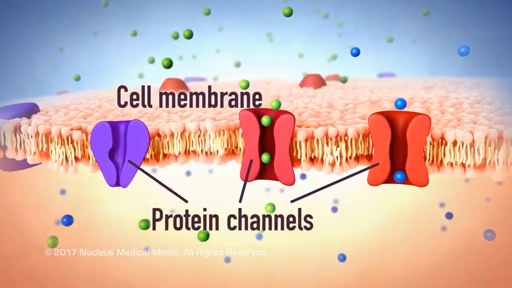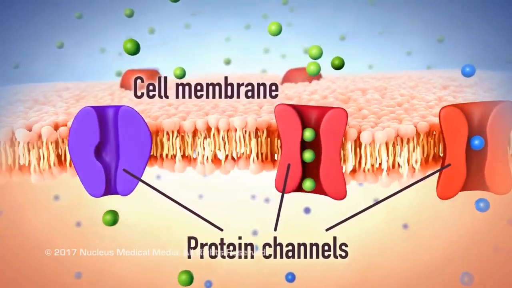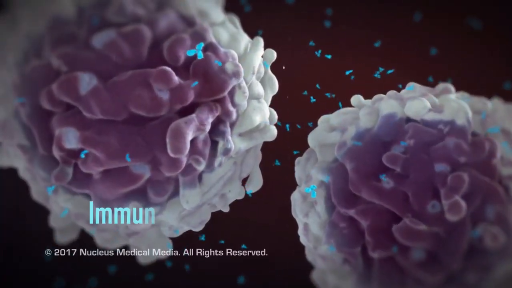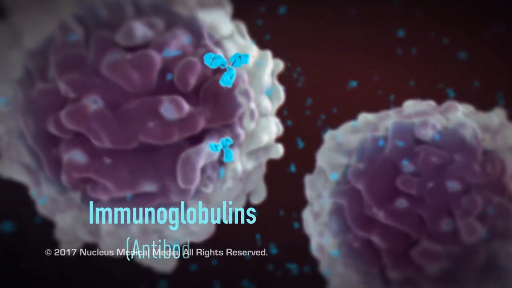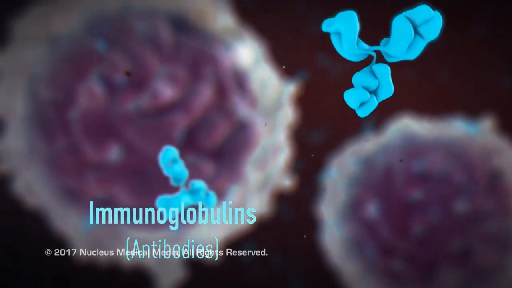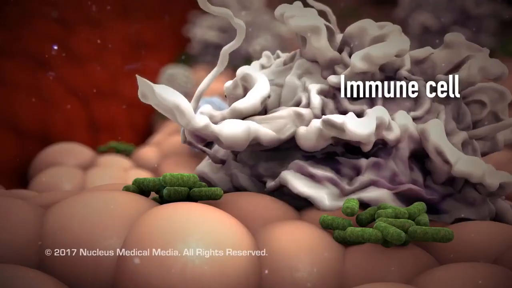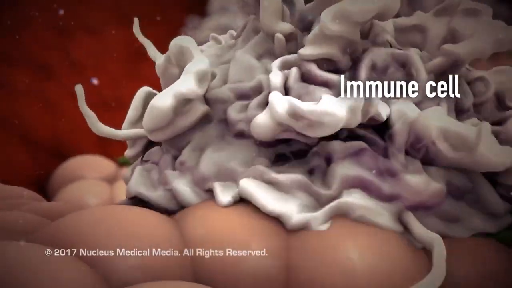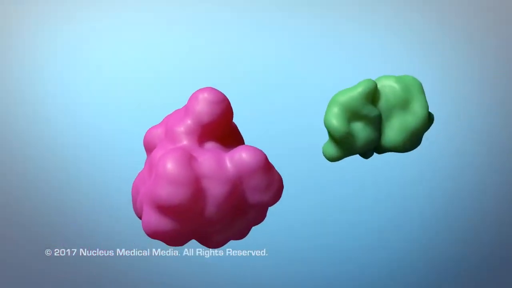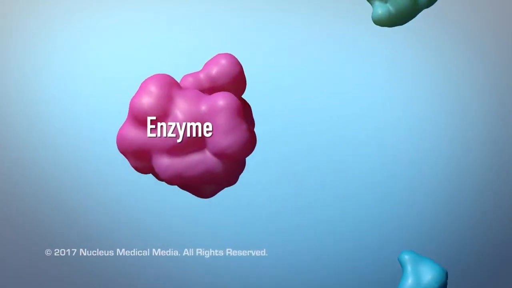Other proteins form specialized channels in cell membranes to let certain substances into or out of the cell. Immunoglobulins, also known as antibodies, are made of proteins. They are an important part of the immune system. Antibody proteins label foreign substances in the body so that the immune system can identify and destroy them. And all living organisms use regulatory proteins called enzymes to speed up chemical reactions in the body.